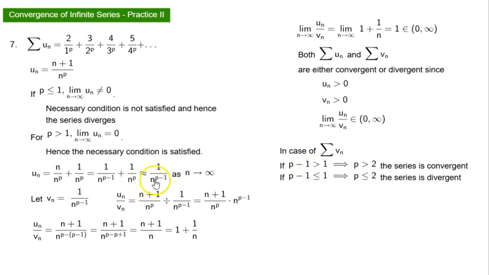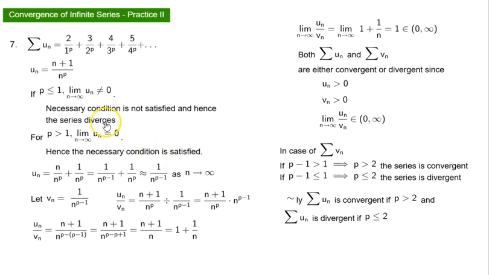So we are applying it here, because we have taken the p series as 1 by n to the power of p minus 1. If p minus 1 is greater than 1, which implies p is greater than 2, the series is convergent. If p minus 1 is less than or equal to 1, which implies p is less than or equal to 2, the series is divergent. Similarly, the series u sub n is convergent if p is greater than 2, and the series u sub n is divergent if p is less than or equal to 2.